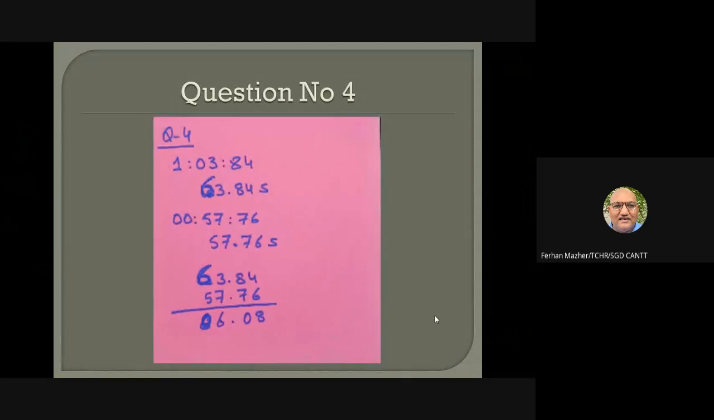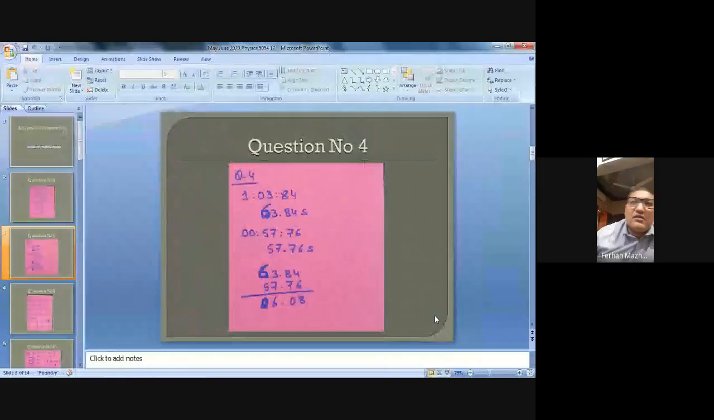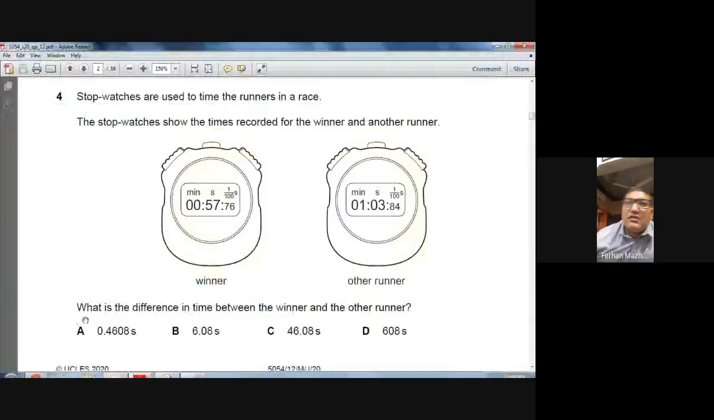So 1 minute 3 seconds and 0.84. So it is like 63 seconds, 63.84 seconds. And the next time is 57.76 seconds. So you subtract the 57.76 from 63.84, you will get 6.08 seconds. I hope you have understood this.